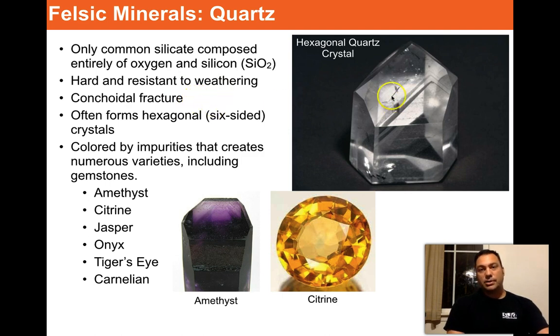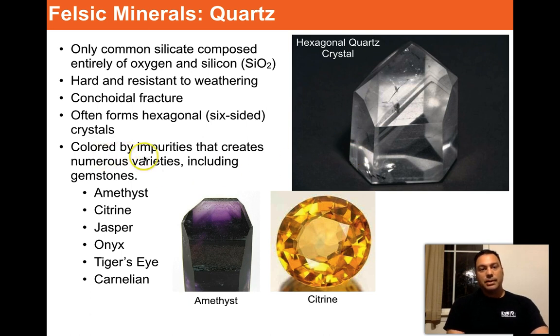This is actually the crystal faces on here. This is not cleavage here. If I was to break this, it would form conchoidal fractures, that rounded fracture pattern that I showed you earlier in the lecture. It often forms hexagonal, which is a six-sided crystals. And so you'll see 1, 2, 3, and then on the other side are 3 more. So that means as you go around, you'll see 6 sides to that crystal.